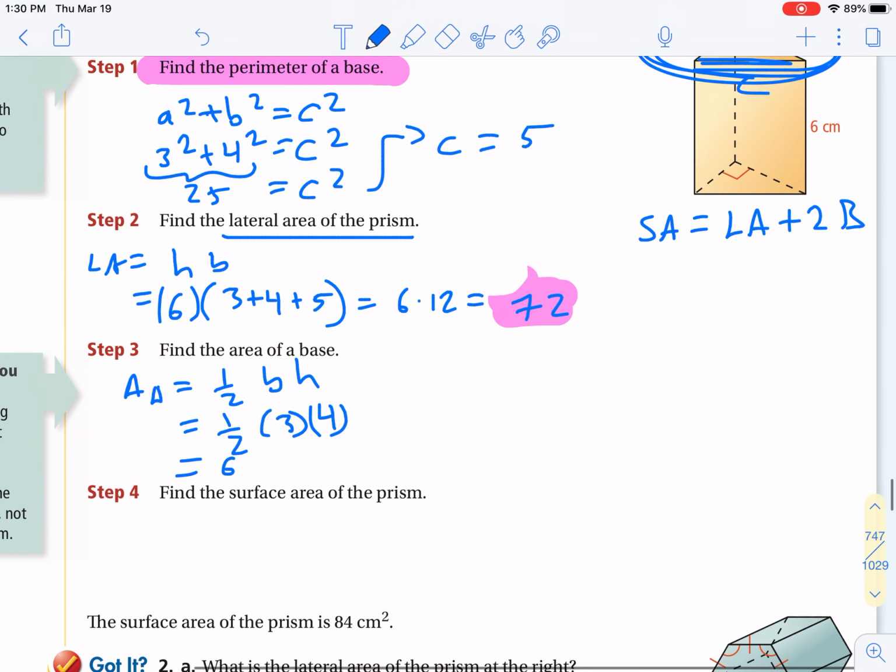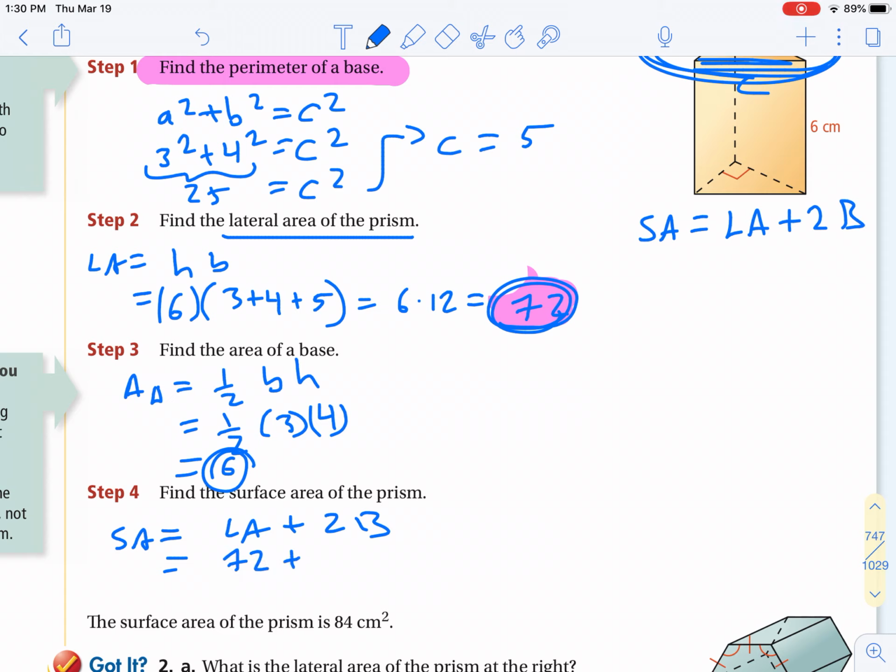So let's bring it all together. We're going to take this 6. We're going to take this 72. And we're going to do our magic, right? So surface area equals lateral area plus 2b. What is our lateral area? 72. What's our base? Our base is 6. And we're going to multiply that by 2. It gives us 84. And the last thing we're missing is the unit, centimeters squared. And there's your answer right there.